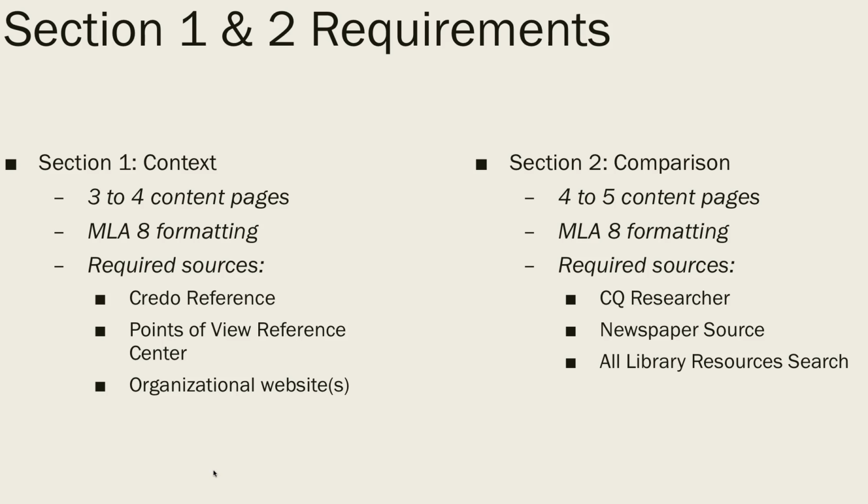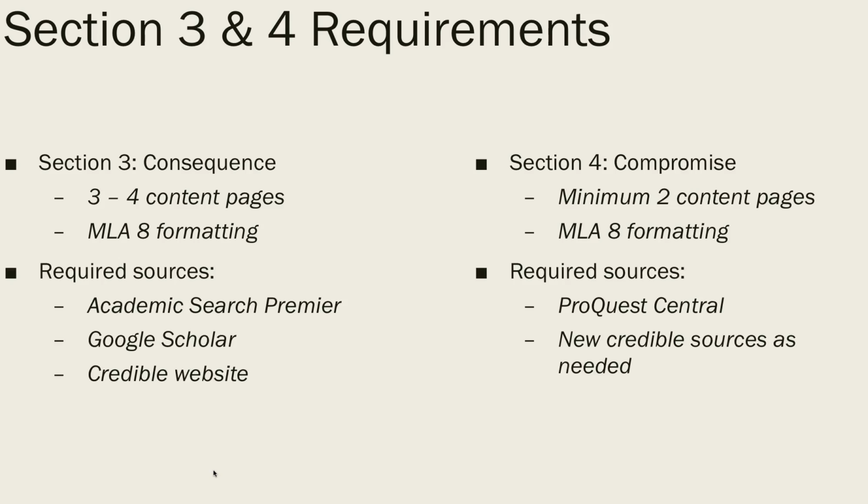So again, section one is like your introduction. Section two is a body paragraph. Think about it that way. Then we move on to section three and four. Section three is your consequences. It should be 3 to 4 pages. The databases you will use: you can use Academic Search Premier, Google Scholar, and a credible website. That would be like a governmental website, EDU, anything like that. Wikipedia is not an acceptable database by any means, or even a website. Okay? And again, section three would be like another body paragraph.